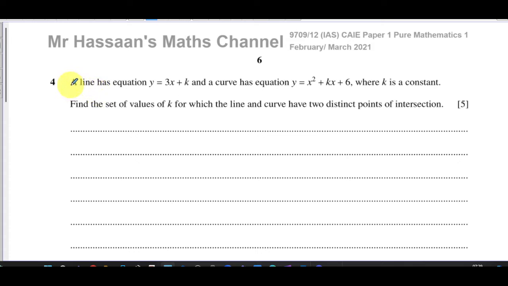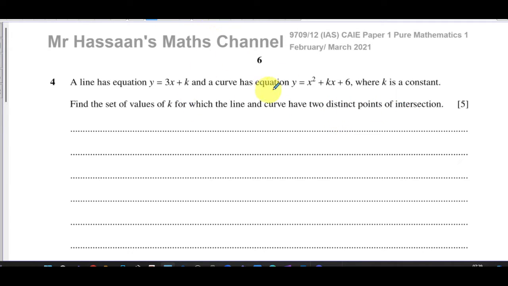So first of all, it says a line has equation y equals 3x plus k. And a curve has equation y equals x squared plus kx plus 6, where k is a constant. So k is just a number. Find the set of values of k for which the line and the curve have two distinct points of intersection. Two distinct points of intersection.